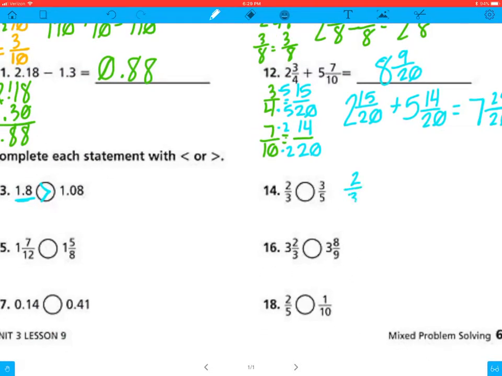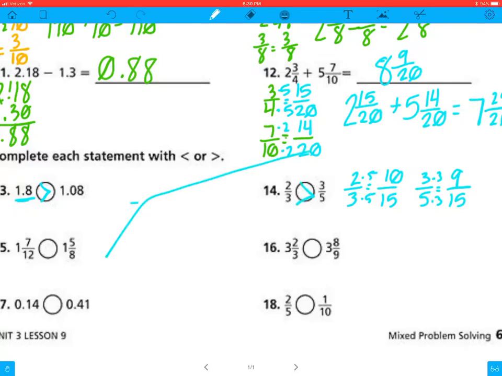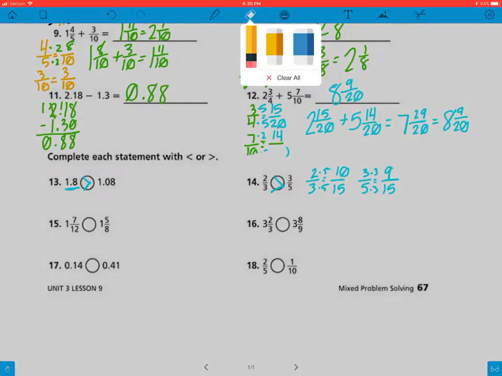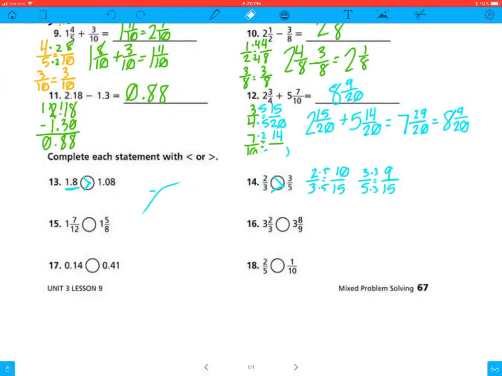So 2/3 and 3/5, I need to find a common denominator. And you'd be really surprised that fractions like this are actually really close. That's why it's important to find a common denominator. In this case, it's 15. 2 multiplied by 5 is 10. 5 multiplied by 3 is 15. 3 multiplied by 3 is 9. So 10/15ths is greater than 9/15ths.